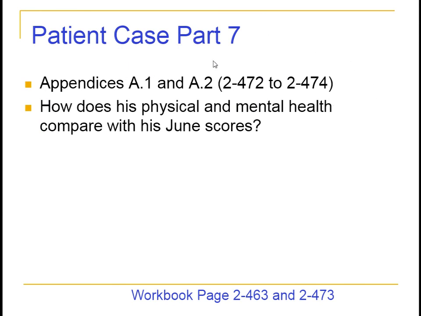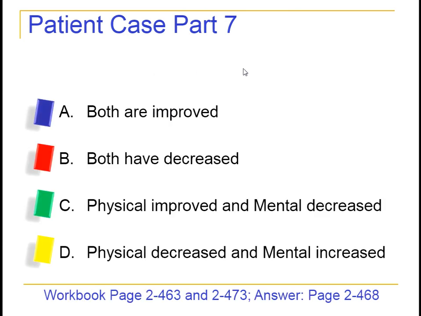So you need to open your workbooks to appendices A1 and A2 and look at the current physical and mental health scores compared to the June scores and what happened during that. I don't have that in the slides, so you are going to have to open your workbook. I'll give you a second to do that.